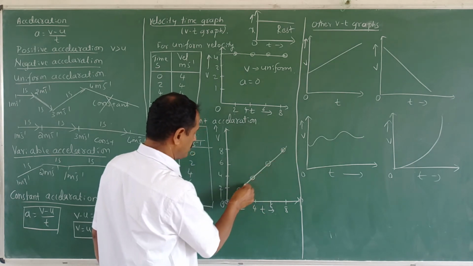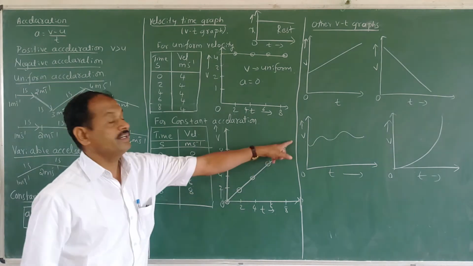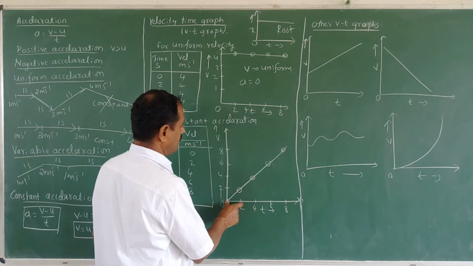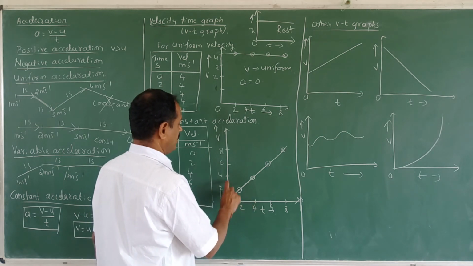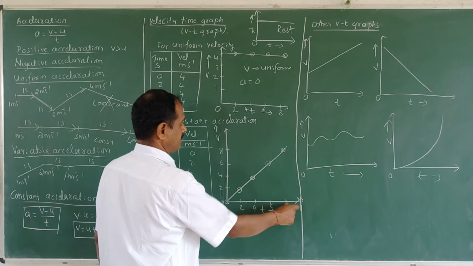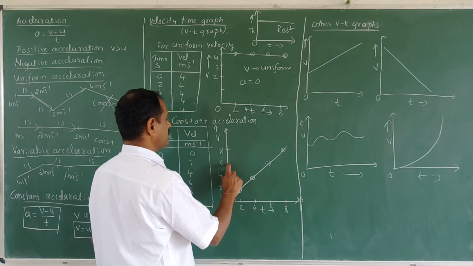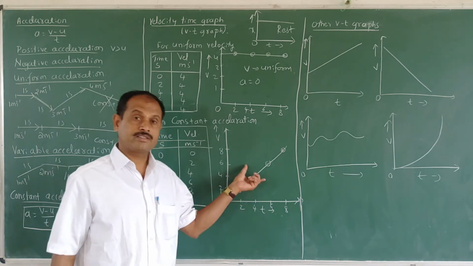Now, this is the constant acceleration. It is moving with a constant acceleration. If the velocity changes in equal amounts in equal intervals, every 2 seconds it changes by 2 meters per second. Now, this is for constant acceleration.